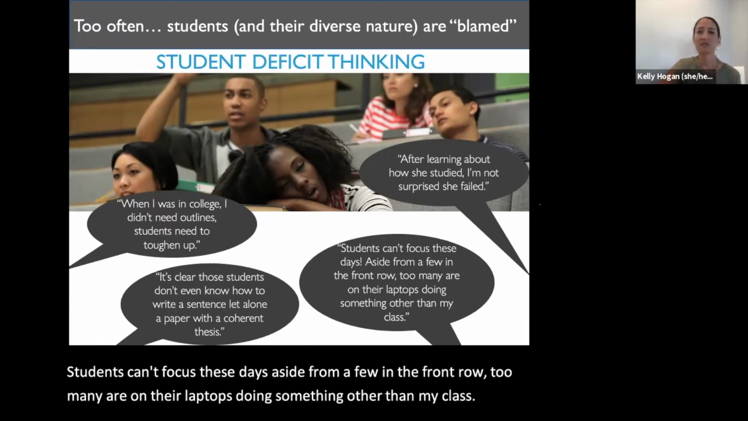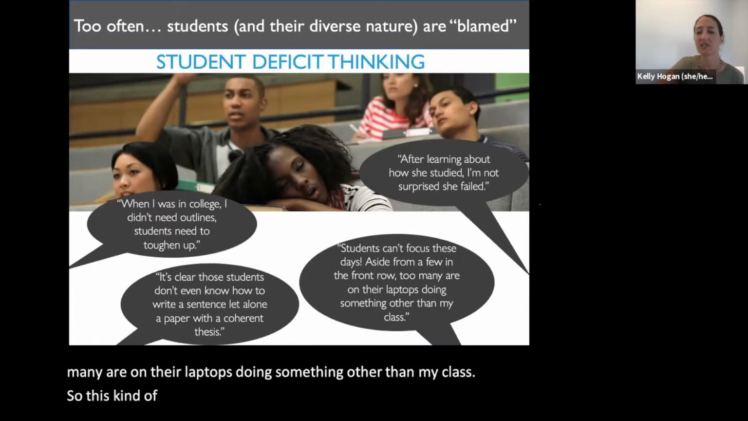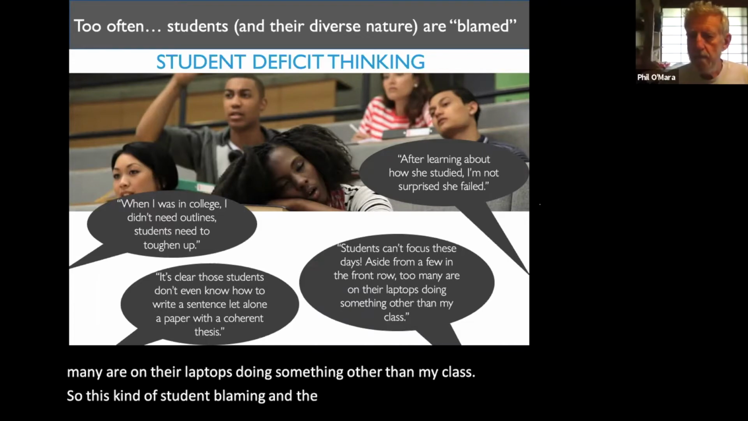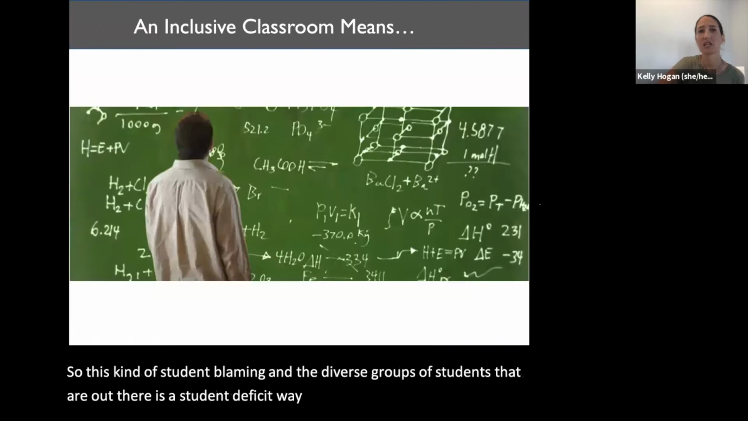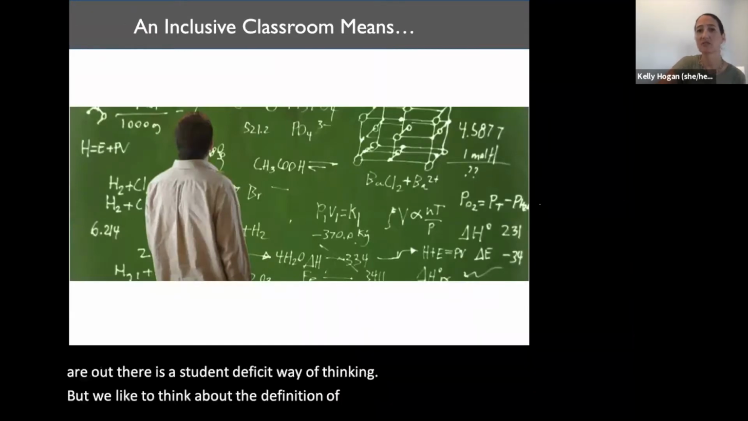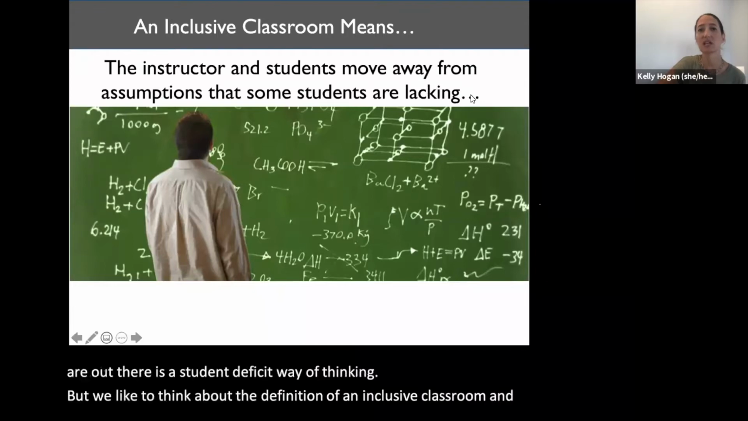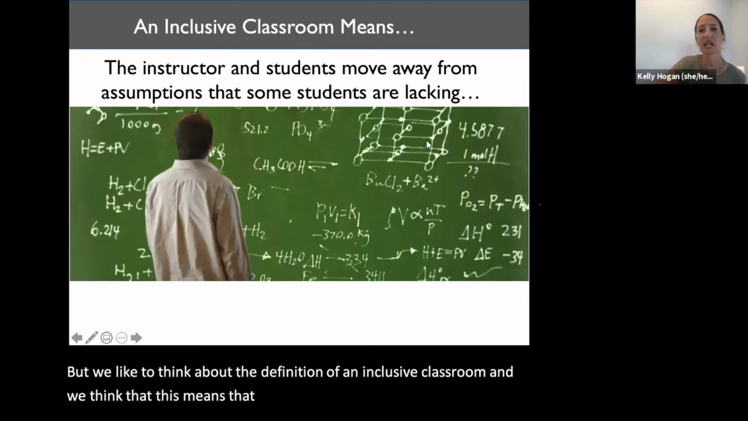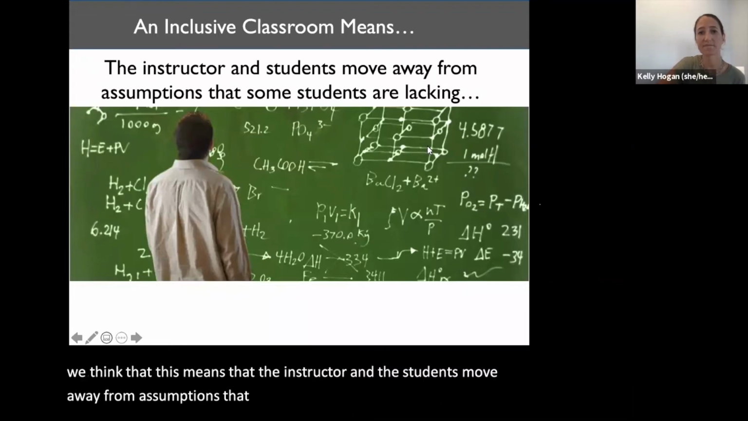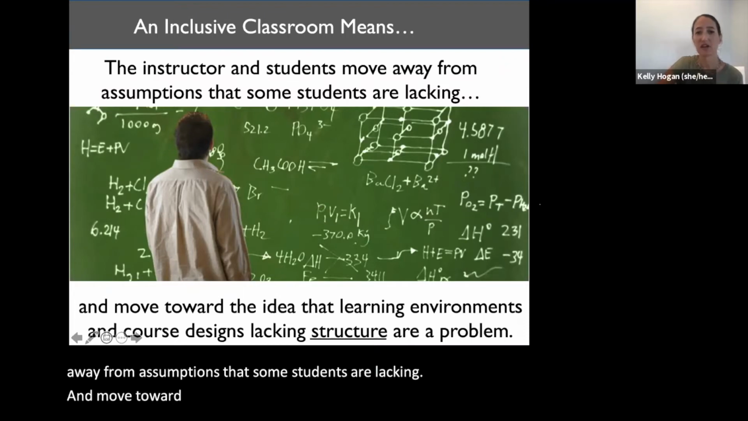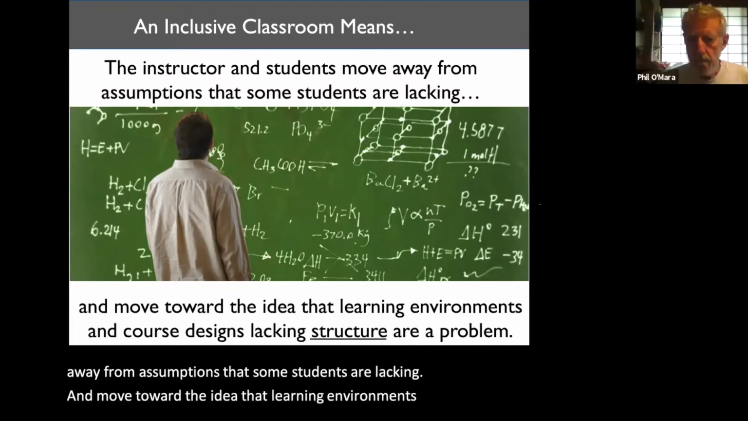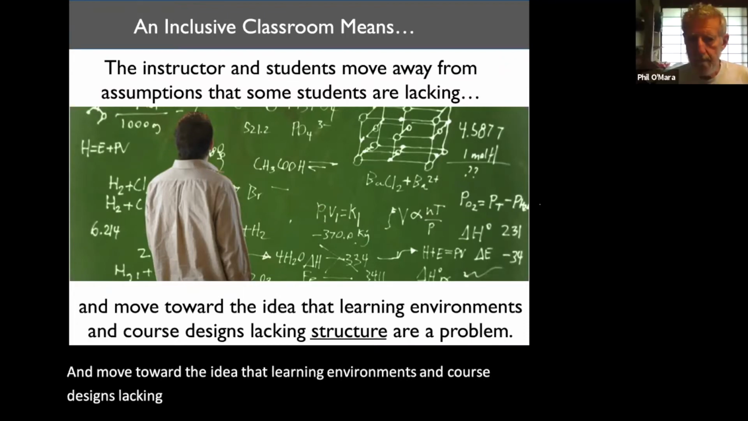So this kind of student blaming of the diverse groups of students that are out there is a student deficit way of thinking. But we like to think about the definition of an inclusive classroom. We think this means that the instructor and the students move away from assumptions that some students are lacking and move toward the idea that learning environments and course designs lacking structure are the problem.